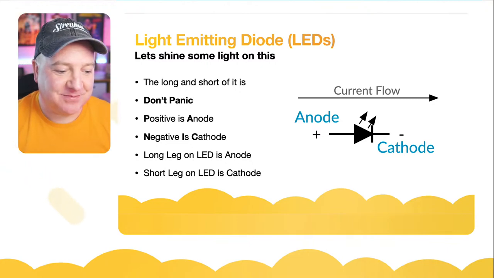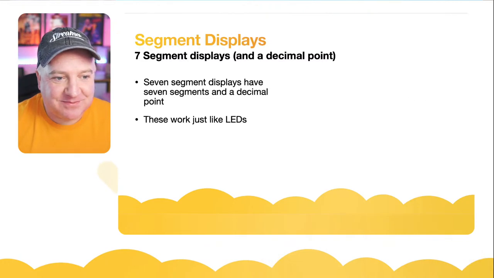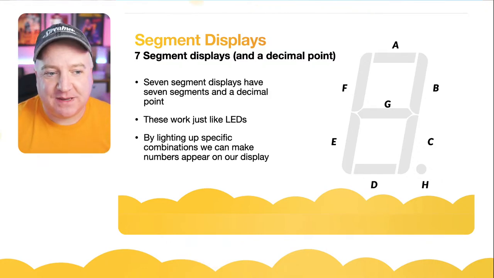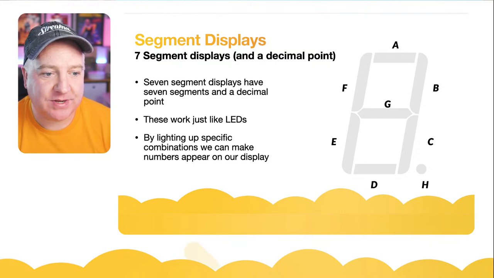So yes, seven segments make up the character. Absolutely. So let's have a look at that, shall we? Seven segment display. Seven segment displays have seven segments to them. You can see them lettered there. So we've got A, B, C, D, E, F, G, and H for the decimal point.